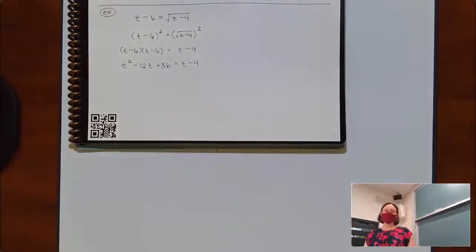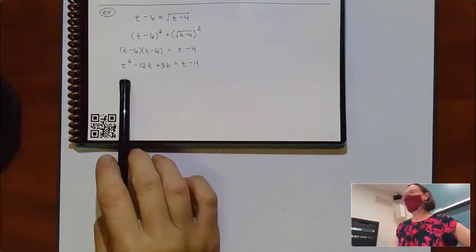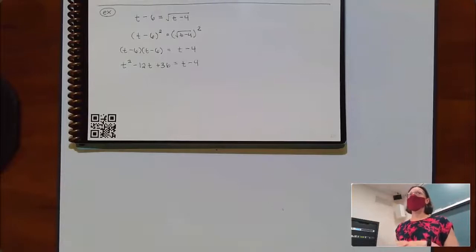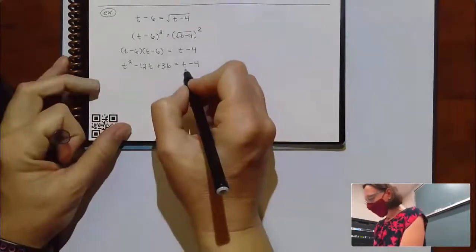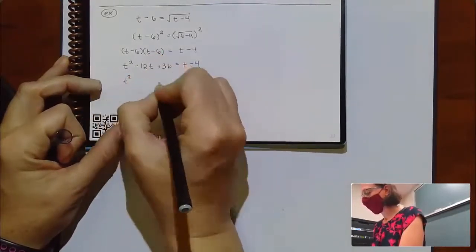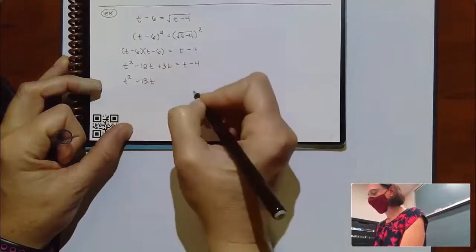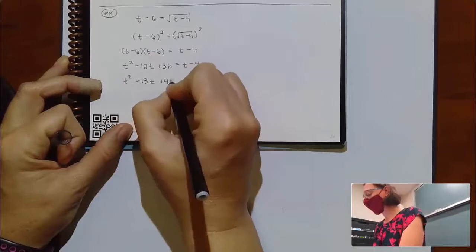Now I've gotten to a place where I have a t squared sort of equation, which means I'm hoping to get a 0 on one side. And then I'm also hoping that it factors. And in this moment, I'm really hoping that it factors. So I'm going to subtract t from both sides to get t squared minus 13t. And I'm going to add 4 to both sides to have plus 40.